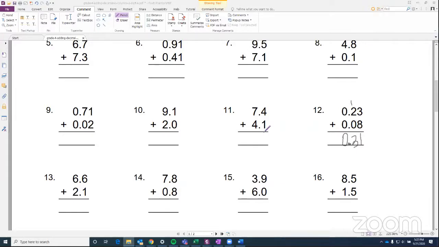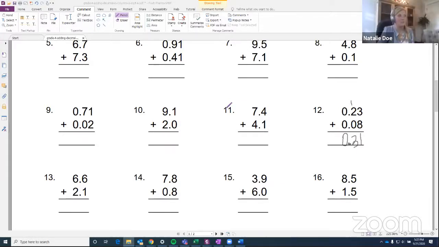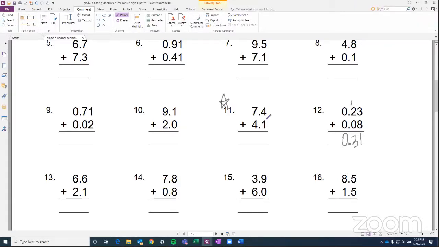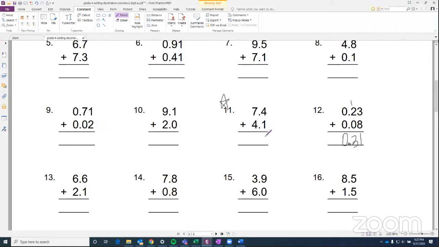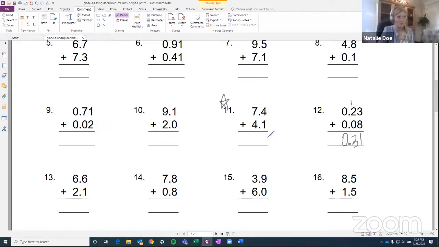So we're going to do this one, number 11. How do we start? How do we add these two numbers together? Do I start with these on the right-hand side? Yes. Okay, so what's 4 plus 1? 5. Okay, so we write this down here.